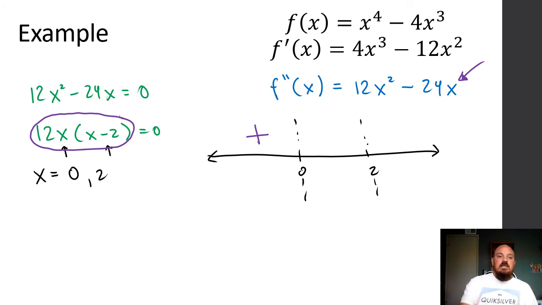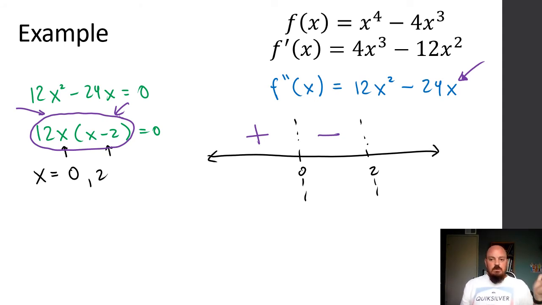So what I was doing is I was taking my -1 and putting it here, and putting it here, and then just saying, what am I getting? I got negative and negative, negative times negative is positive. Now let's do the same thing with a positive 1. 12 times 1 is 12, that's positive. 1 minus 2 is -1, that's negative. Positive times negative is negative. So it's negative in the middle interval.